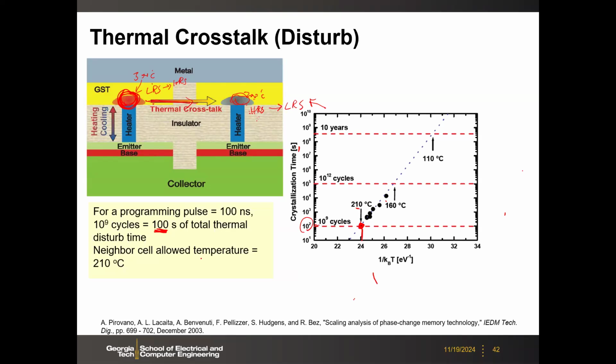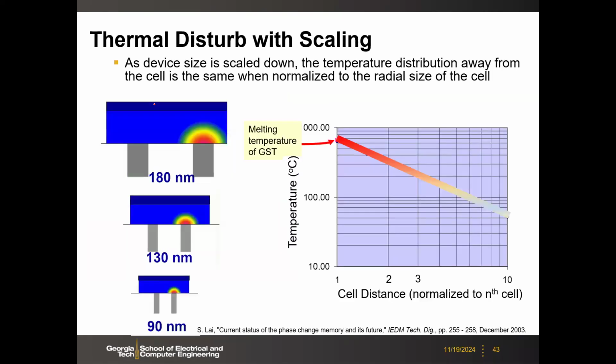So the maximum temperature allowed on the neighboring cell is this number. Of course, this depends on the thermal property between the cells and also the distance between the cells. As you scale down the technology node, you are going to make those cells closer and closer. Then this temperature gradient will easily penetrate to the neighboring cell, and that will cause this disturb.